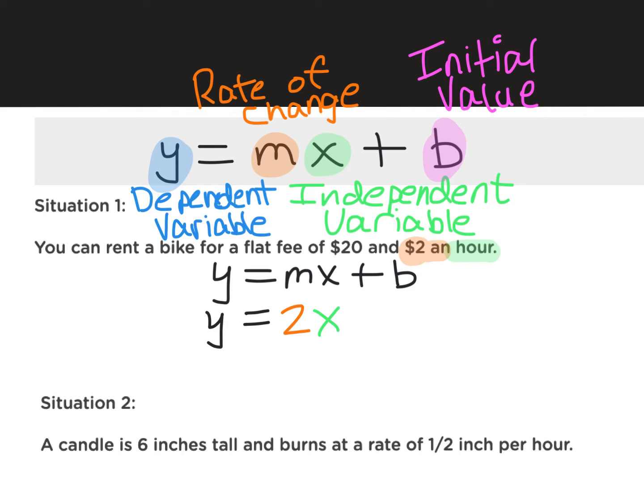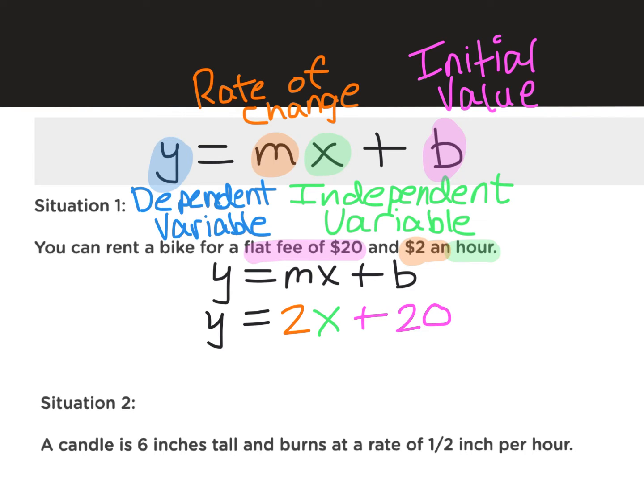The other component is this flat fee. And a flat fee, for those of you guys that don't know, is just a fee that they charge you literally just for showing up to pick up the bicycle. It doesn't matter how long you keep the bike, you're paying that 20 bucks regardless. So that is going to become your initial amount because no matter what, you have to pay $20.